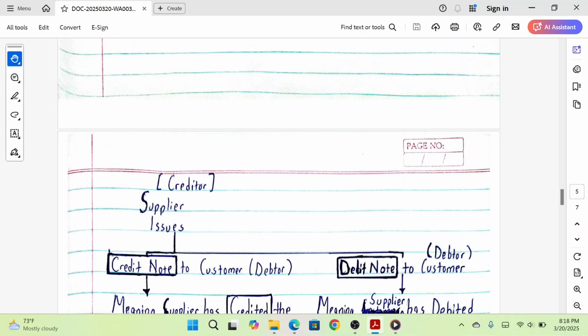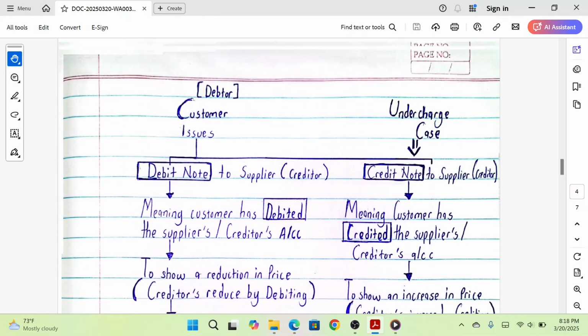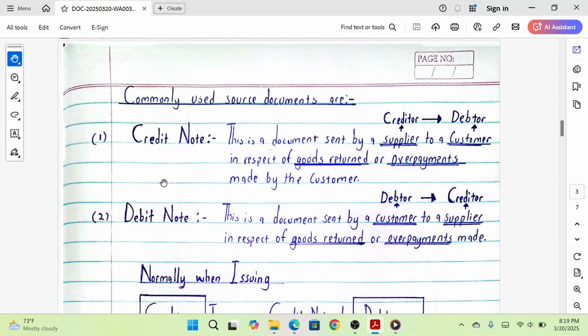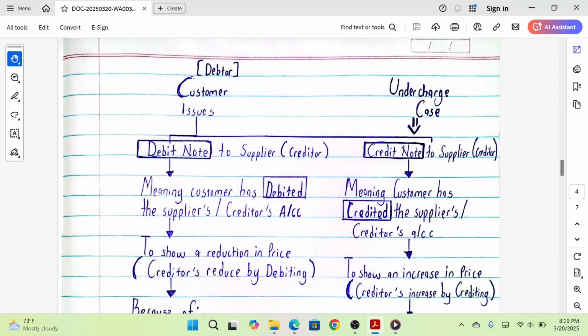So having known that, that will set out a difference between a credit note and a debit note. So ideally, normally, this document is sent by a supplier, that is the credit note. I told you a creditor, stroke supplier, sends a credit note to the customer, and then a debtor, stroke customer, sends a debit note to a supplier. But it does not mean a customer can never send a credit note.